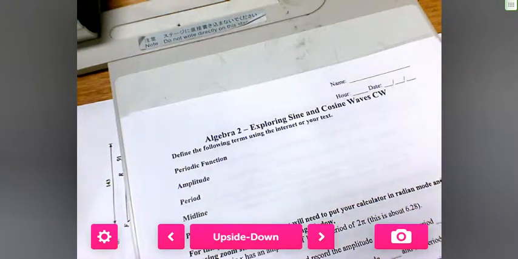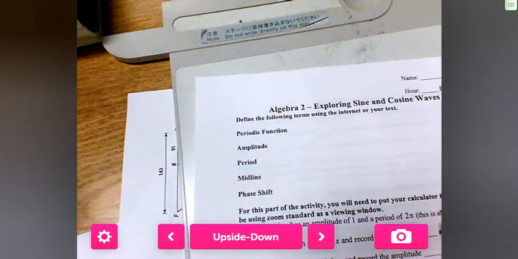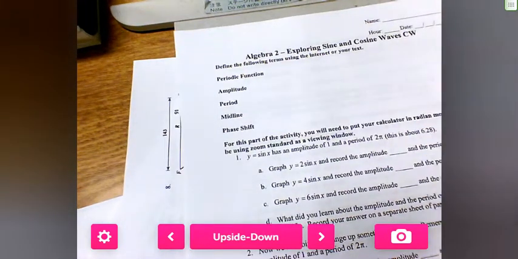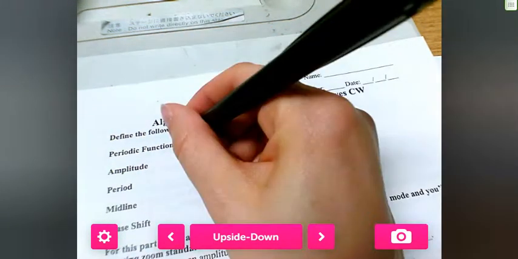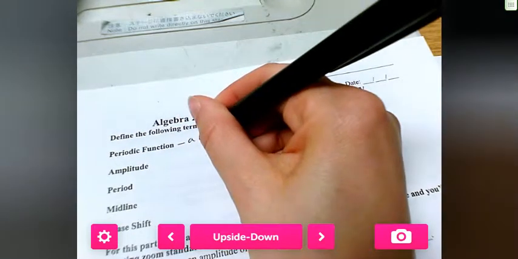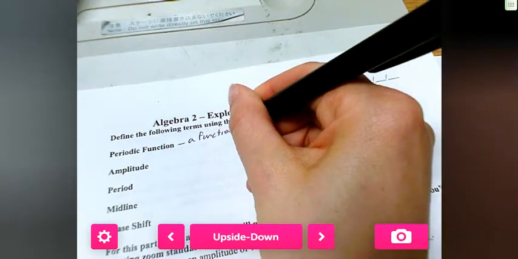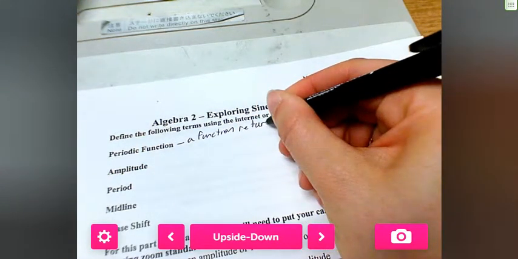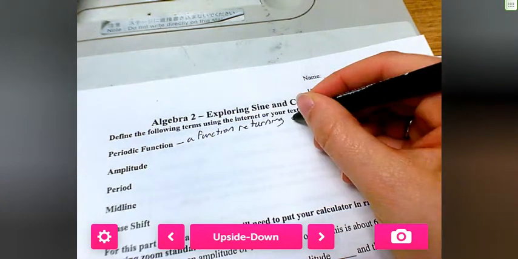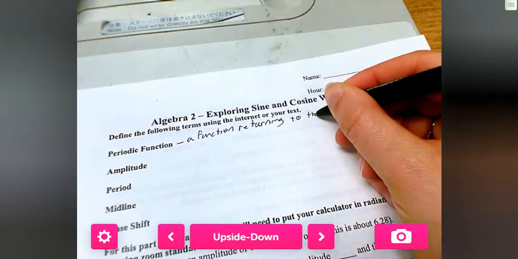Exploring sine and cosine waves classwork. So we've already made our graphs. Now we're going to look on here to kind of define all of them. A periodic function is a function returning to the same value at regular intervals.